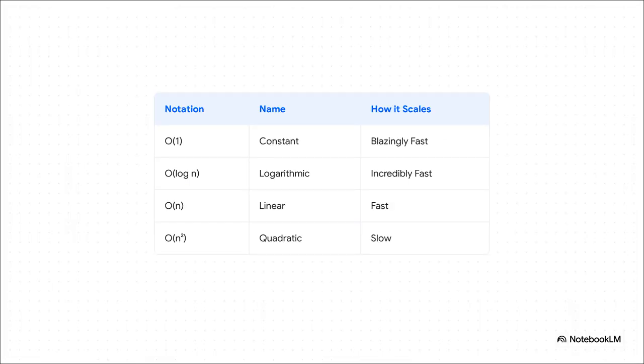O of 1, or constant time, is the absolute dream. It takes the same amount of time whether you've got 10 items or 10 billion. That's the speed of grabbing an item from an array. O of n, linear time, is also pretty solid. The time just grows in a straight line with the data. But then you get to O of n squared, quadratic time. Oh boy. This is where an app goes from zippy to totally frozen. If you double the data, it takes 4 times as long. This is the danger zone.